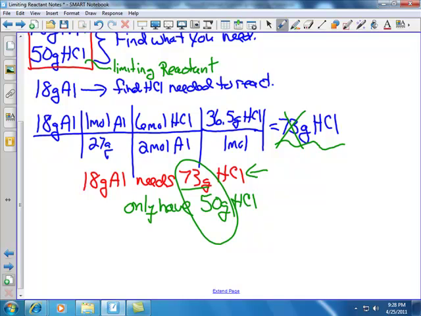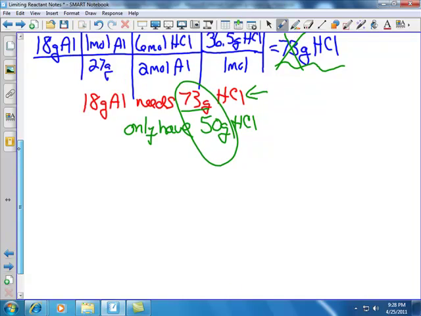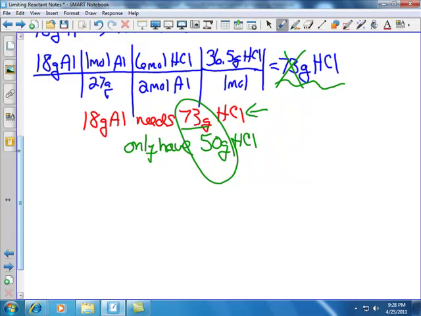So this is the case where you're going to have to do another stoich problem to finish answering the question, and this is going to happen to you. If you don't choose correctly the first time, and there's no magic bullet to tell you how to choose which one, you may have to end up doing two stoich problems. So I'm actually going to have to do another stoich problem starting with 50 grams of HCl, and I'm going to have to find out how much aluminum I need to react with it.